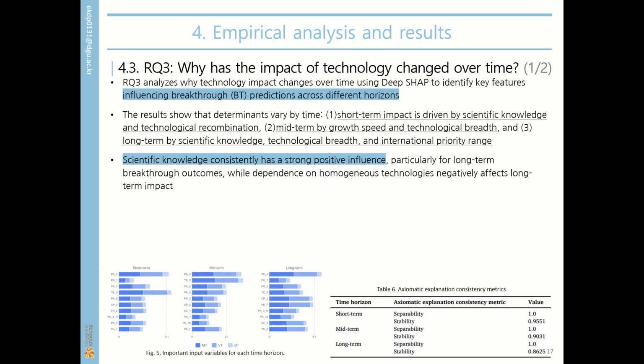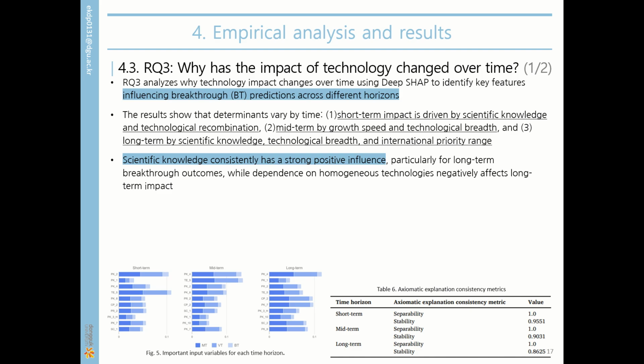This section analyzes why technology impact changes over time using deep SHAP analysis. The goal is to identify which patent indicators influence breakthrough technology predictions across different time horizons. The results show that the important determinants vary depending on the time horizon.